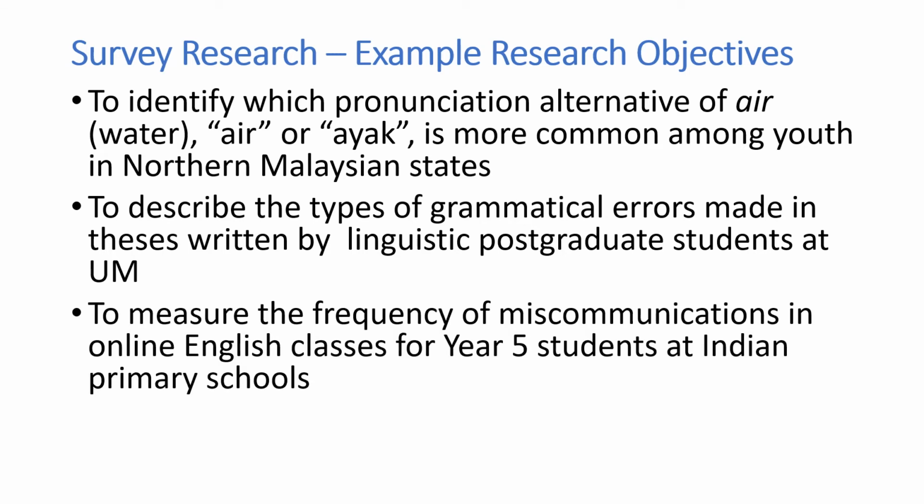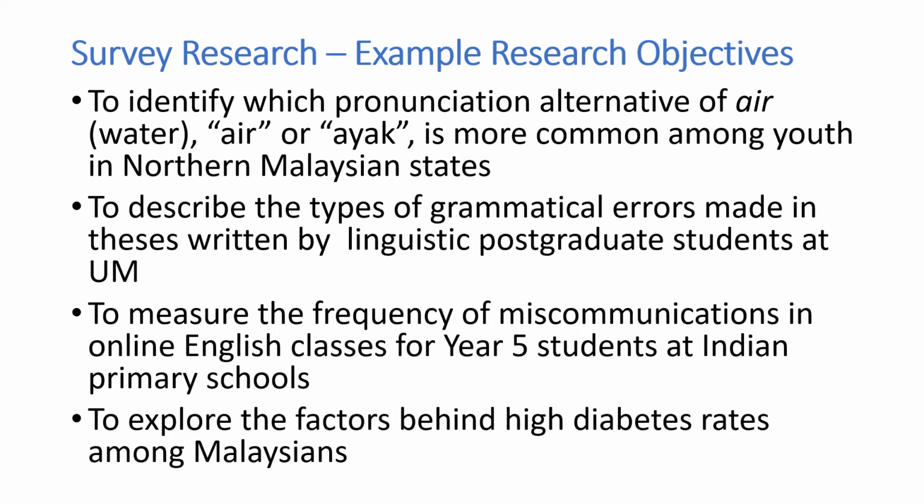The third example is to measure the frequency of miscommunication in online classes for Year 5 students at an Indian primary school. In this situation, the researcher may observe many classes and count the miscommunications to get a measure of how frequently these miscommunications occur. Finally, we have a bit of a broader type of objective: to explore the factors behind high diabetes rates among Malaysians. Maybe here they could look at data and look at different variables and see which variables seem to be highly frequent in the data of people with diabetes.